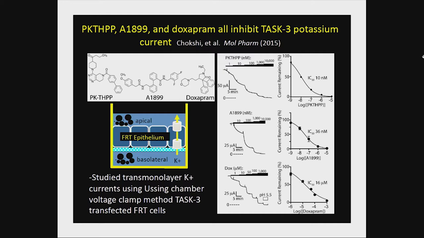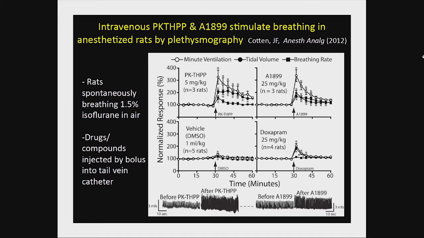So, doxepram stimulates breathing. We just wondered if these drugs were also breathing stimulants. And so to test this, we injected them into a tail vein of a spontaneously breathing anesthetized rat. So these are rats that are breathing isoflurane at 1 MAC, 1.5%. And we measured their breathing by plethysmography. So we put them in a gas-tight chamber, basically.